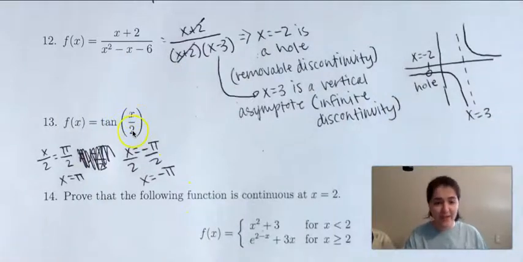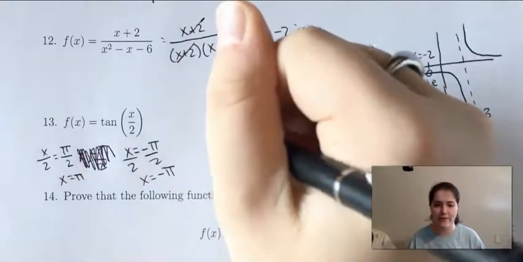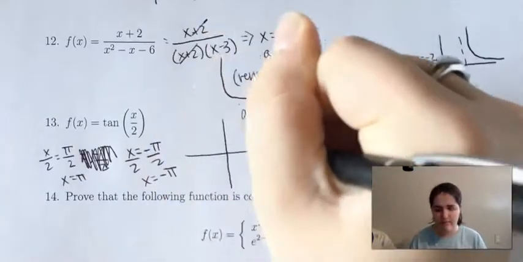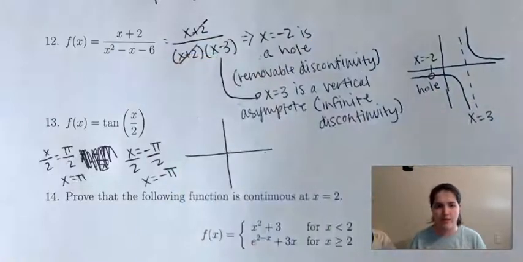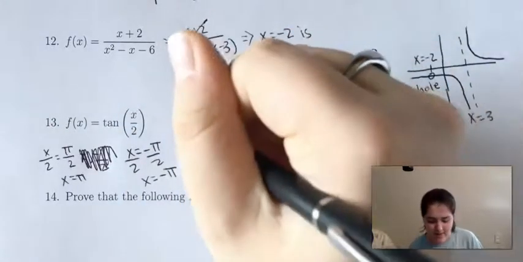So since we have x over 2 here, we set it equal to pi over 2 because it's tangent, and then we solve for x. You can do it however you want, if you want to cross multiply or whatever, but x equals pi. And then you have to also set it equal to negative pi over 2, so we have x equals negative pi, and those are our endpoints for the functions. And these are going to be our asymptotes since tangent repeats a million times forever.